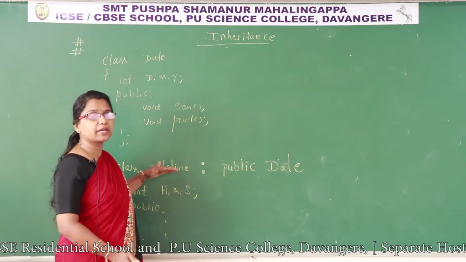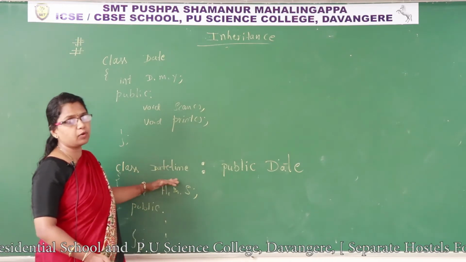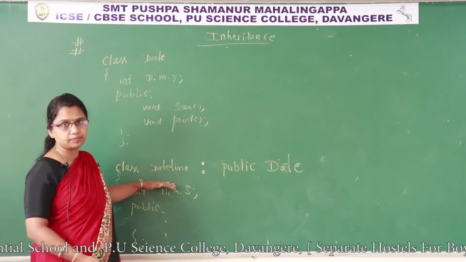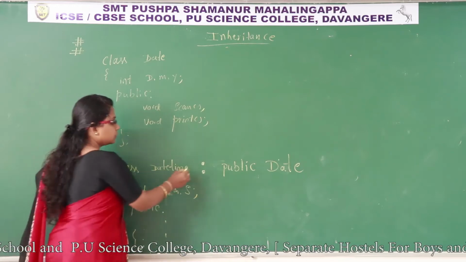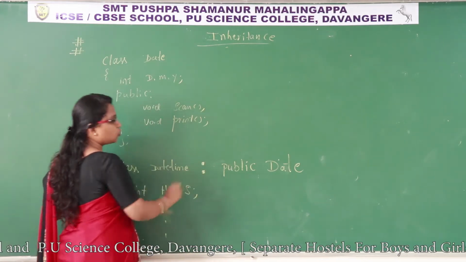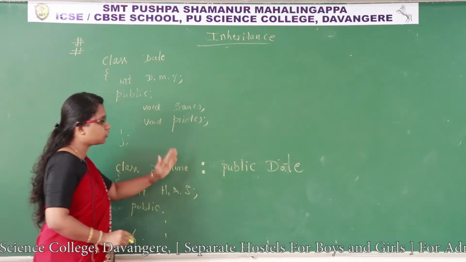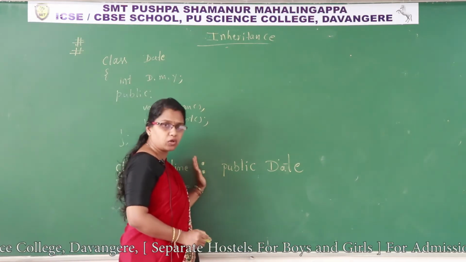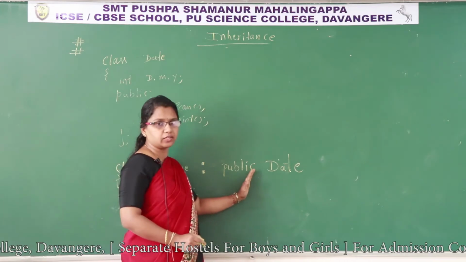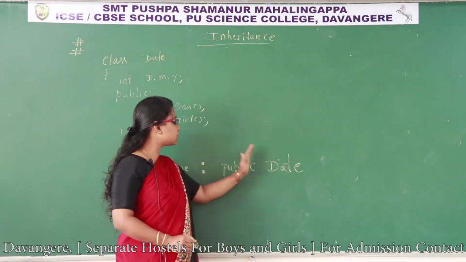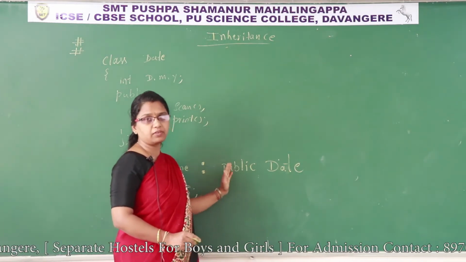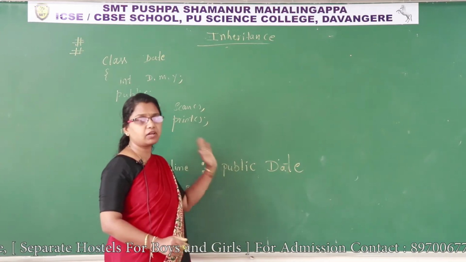Other name of base class is super class. Other name of derived class is subclass. Then colon. We must write colon here. In order to derive a class, we must write colon. Don't forget this. Colon. Then visibility mode. Here we may use any visibility mode: private, public or protected. Any one we must use here.